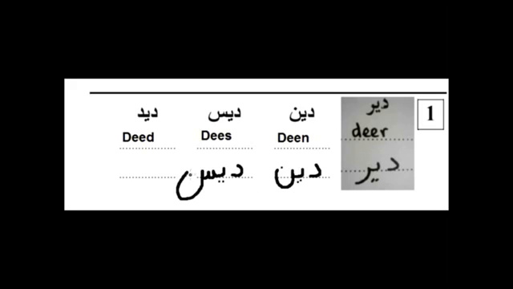The next word was deed. Deed. Here's the dal. Again, we don't connect the dal because it's not a connector. Here's the ya, resting on the line, top above the line, bottom resting on the line, and then it connects back to the dal. Deed.